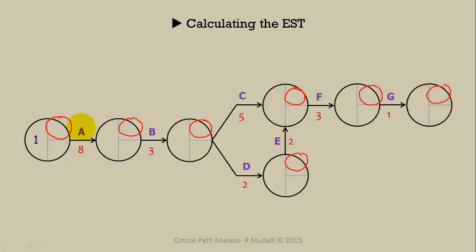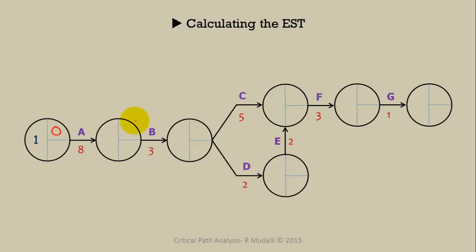The EST of activity A is here. Activity B, the EST is here. Activity C's EST is here. Activity D's EST here. Activity F EST. Activity E EST. Activity G EST. So, as I said earlier also, in the first node, the EST is always going to be 0.